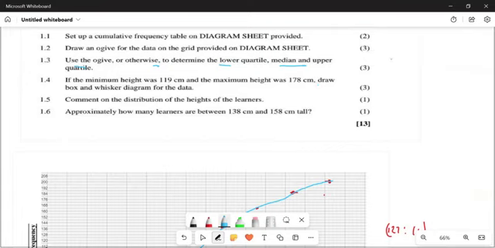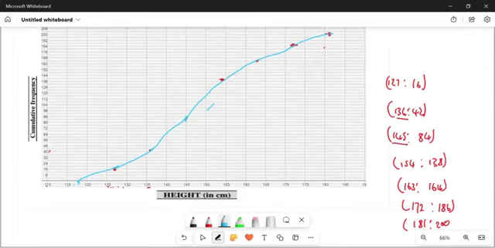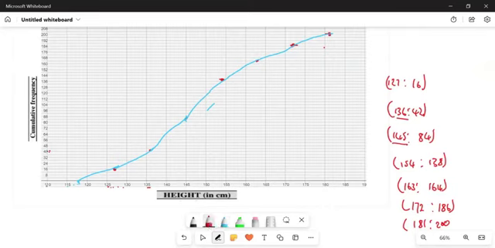So let's get the position of Q1. The Q1, we get it by saying what? 25 all over 100. Okay? And then we have 200 plus 1. What do you get? 50.25, so approximately 50. Okay, let's look at this. 50. So this one is 48, in the middle here. Okay, it should be in the middle between 48 and 52.